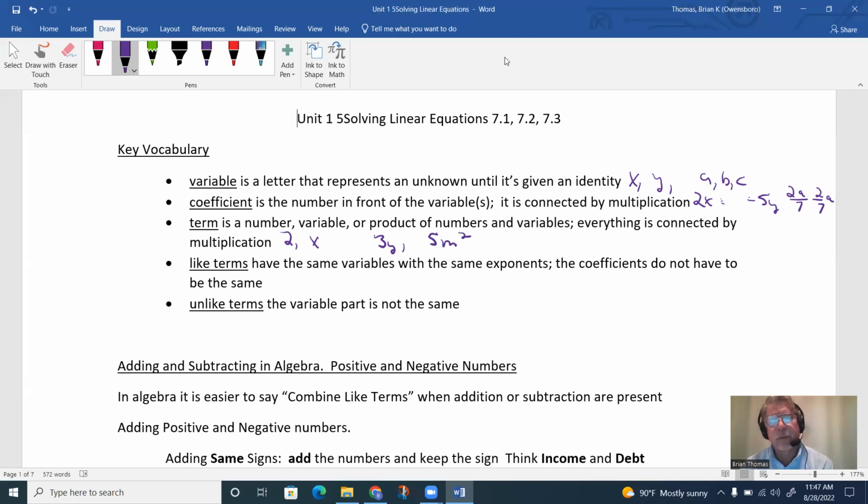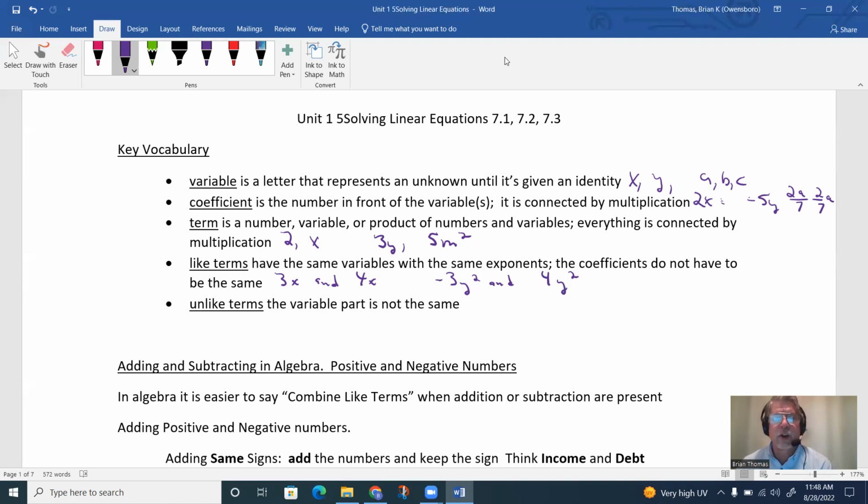Like terms have the same variables with the same exponents. The coefficients do not have to be the same though. So for like terms, if I give you 3x and 4x, notice how the variable part is the same. The coefficients do not have to be the same. So these are considered like terms. If I have negative 3y squared and 4y squared, notice how they have the same variable raised to the same exponent. So these will be considered like terms.